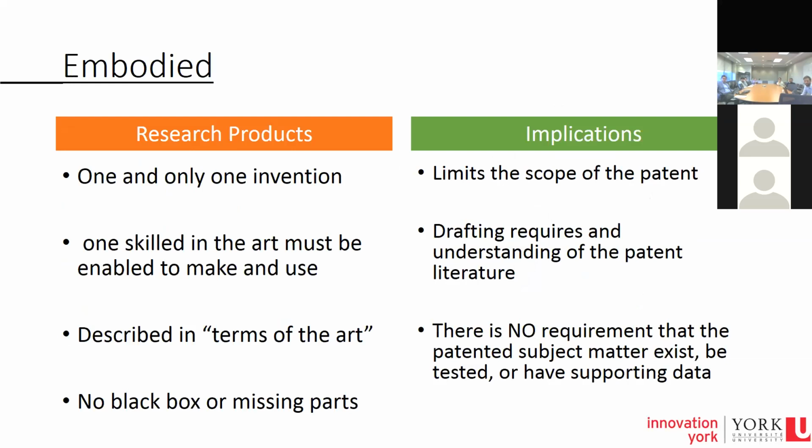Embodied. This one is important: you must describe one and only one invention. Sometimes you have just too much material. You'll have a device and a process, and sometimes the examiner will ask you to split those up. You don't always know this ahead of time, but it's something you can work through. Also, it has to be well described in the words that we're talking about, but it does not have to be proven at all, or tested, or built.